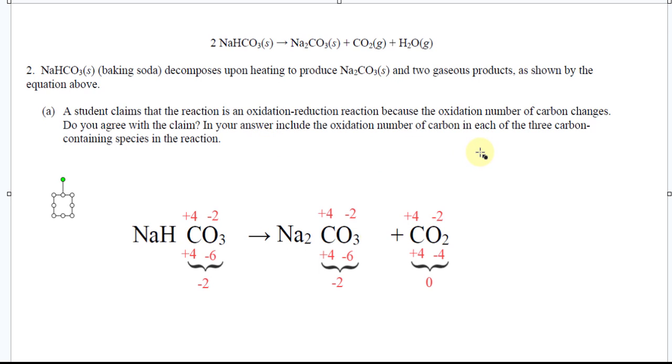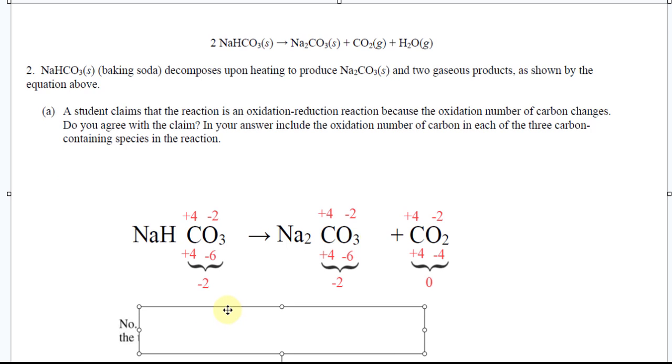They had no idea of oxidation numbers, or they didn't answer the question. That's one of the big problems. So look, do you agree with the claim? Okay, our answer should be no. We don't agree with the claim. The claim was there was oxidation reduction because the carbon changes. It doesn't. So answer, say no.